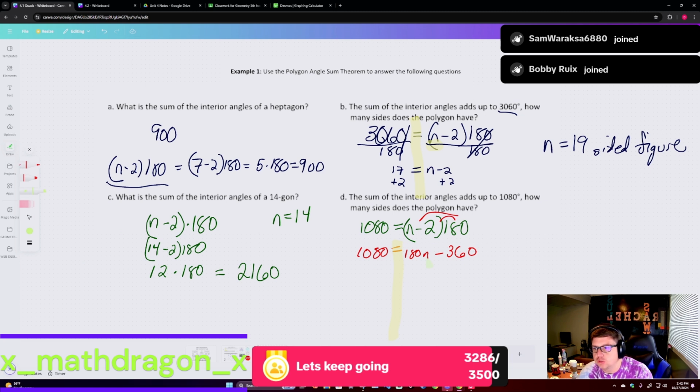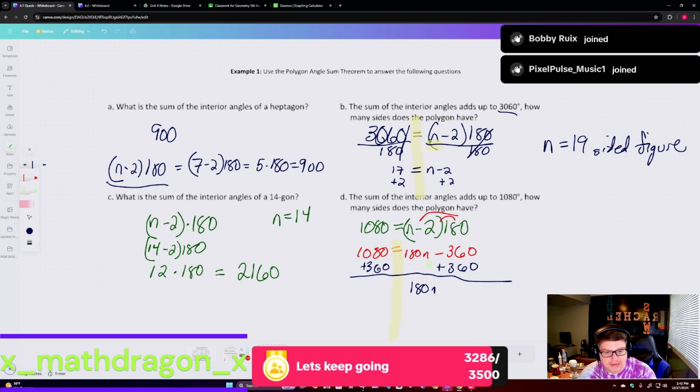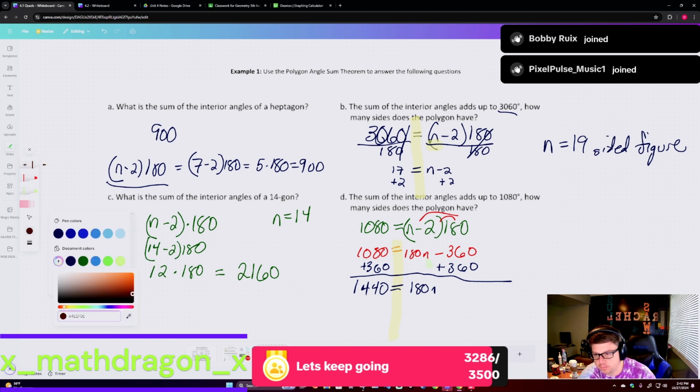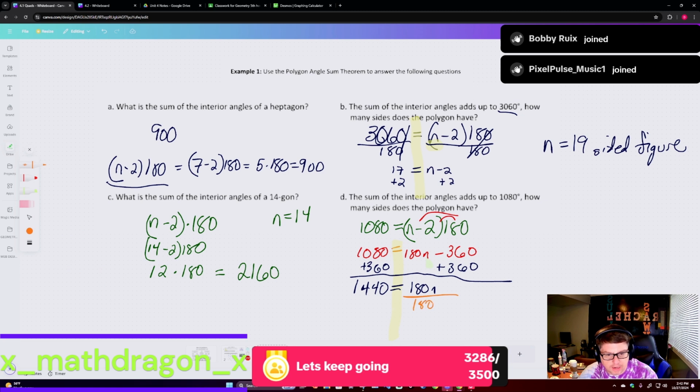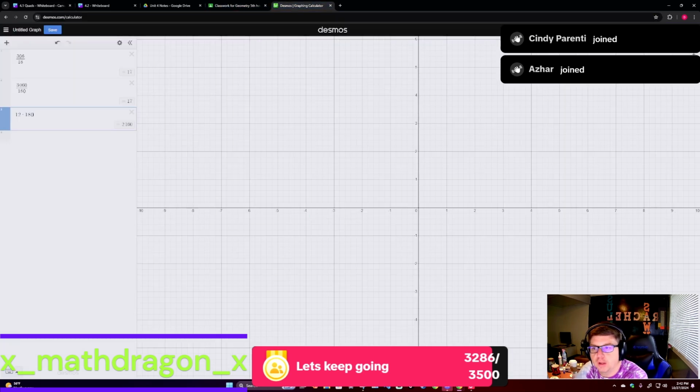underline our variable. So we want to get rid of the 360 and the 180. The 360 is the farthest away, so let's start there. And that's going to leave us with 180n equals 1440. Okay, then divide by 180 on both sides, because that will one out the 180s, and I'm left with n equals 1440 divided by 180 and get 8.